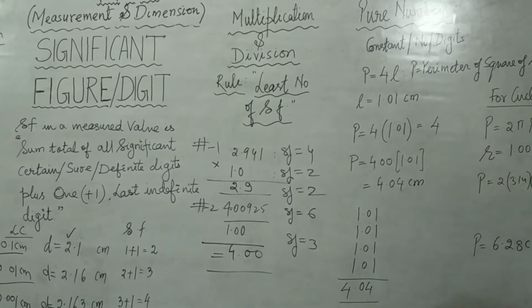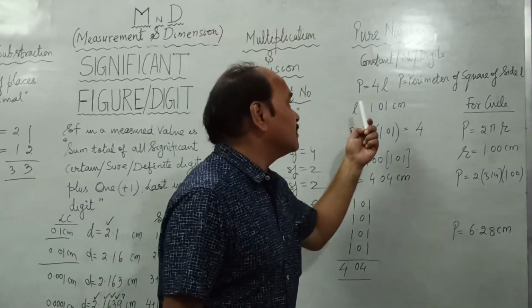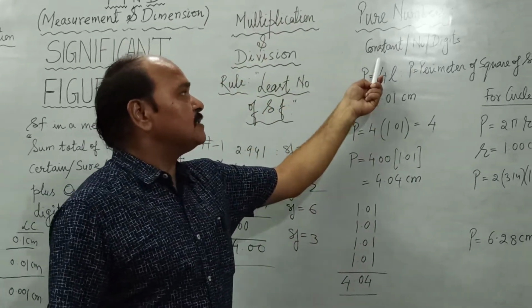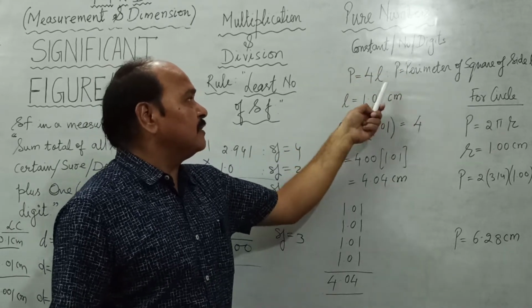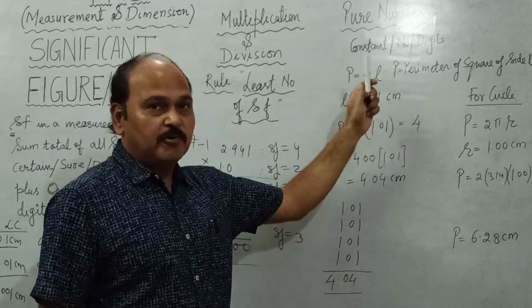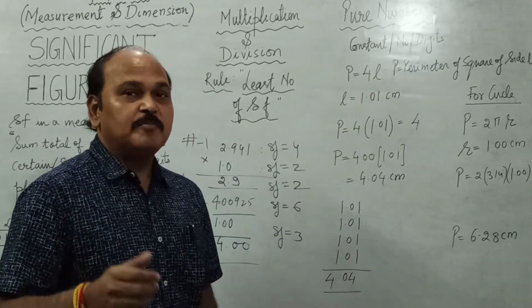Now, what are pure numbers? Well, pure numbers in measurement again have a lot of significance. Pure numbers are the constants or the digits which appear in different formulas. Pure numbers are not measured values. They are not experimentally found out. They cannot be measured by any instrument.